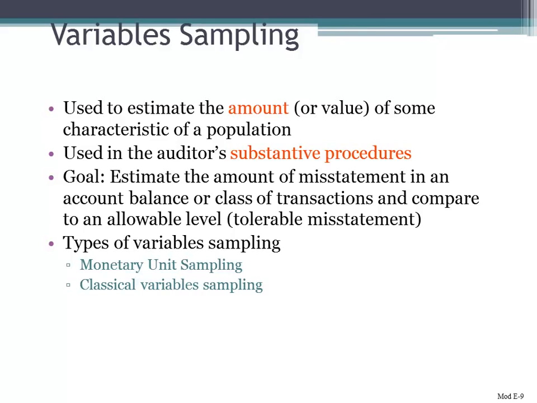Because substantive procedures, we're testing detail balances, or we're testing amounts about the transactions. We might look at a specific transaction amount or value of that transaction. You want to basically, obviously, understand the misstatement that might be present in that account balance or class of transactions, and you've already set your tolerable misstatement.